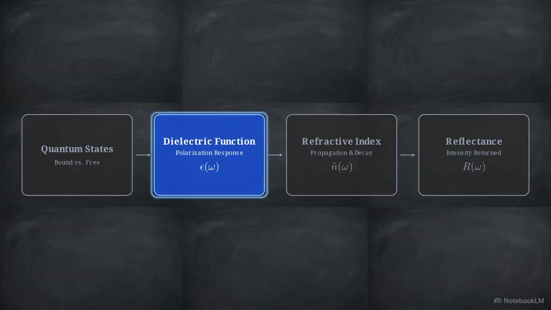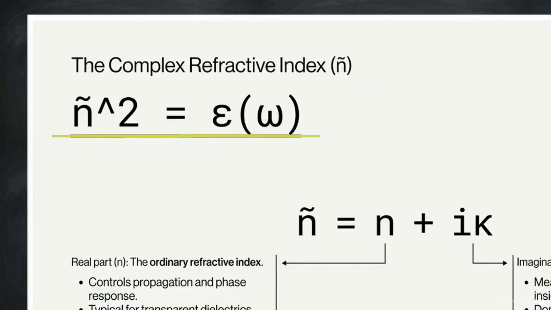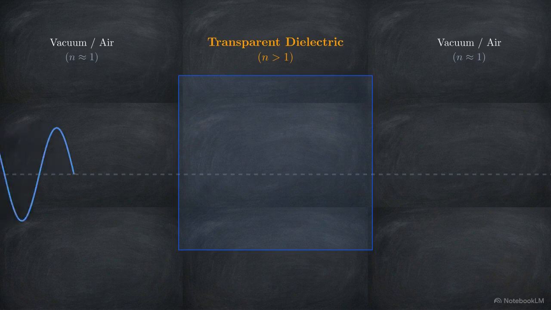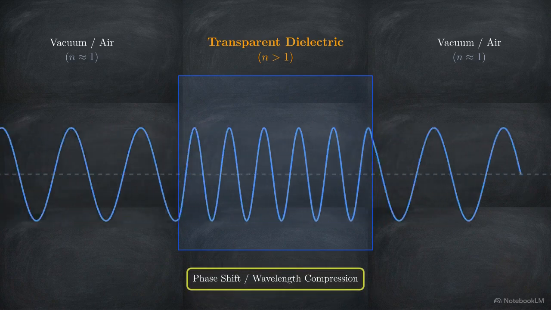This leads to our third step, the refractive index. The dielectric function dictates the complex refractive index, which is simply its square root. For transparent dielectrics, this index is mostly a real number, which controls how the wave travels and shifts phase.